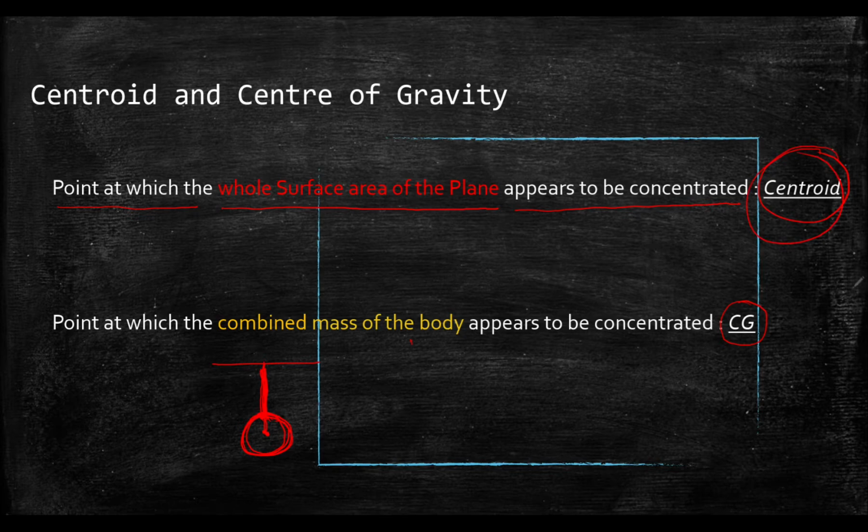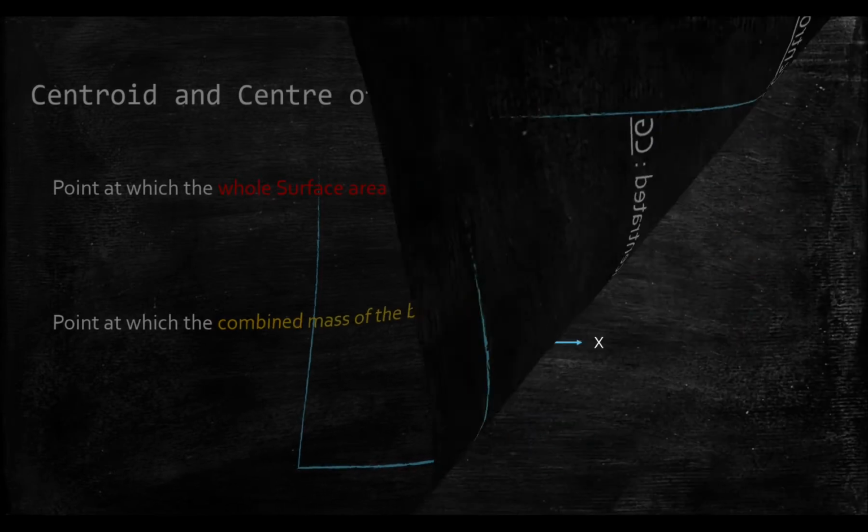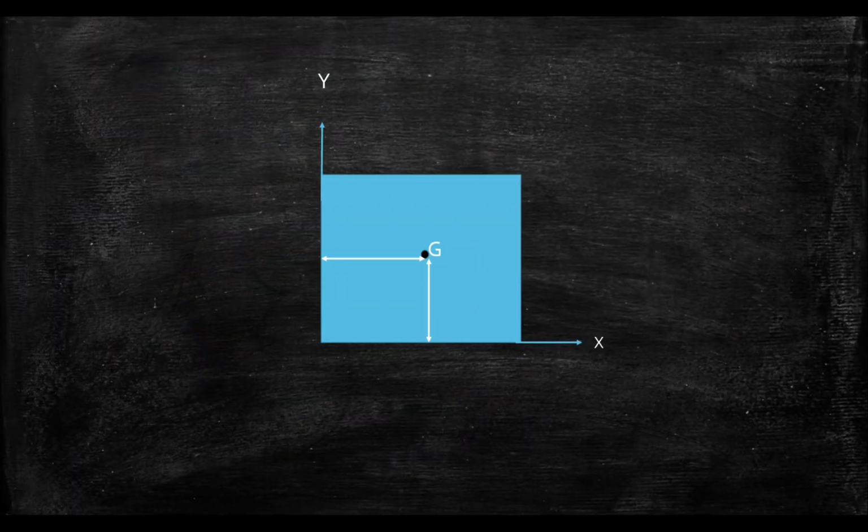So remember once again, the point of any plane figure at which the whole surface area is assumed to be concentrated is known as the centroid. Now, I am writing a simple rectangle or square, whatever it is. Here I have the x axis, here I have the y axis. The center of that is where the area is assumed to be concentrated. This is the center, and this distance from the y axis in the x direction is x bar.